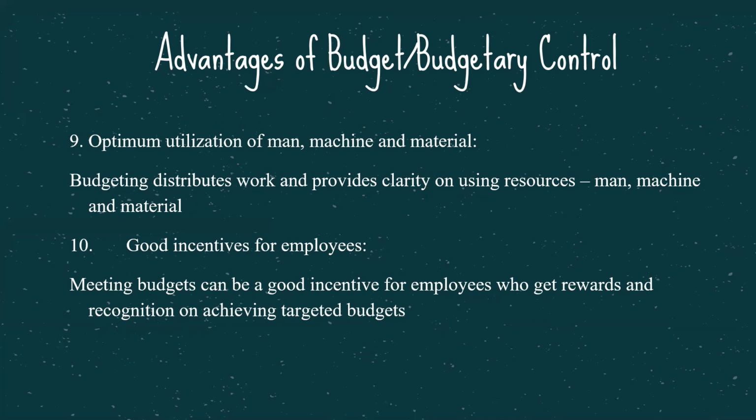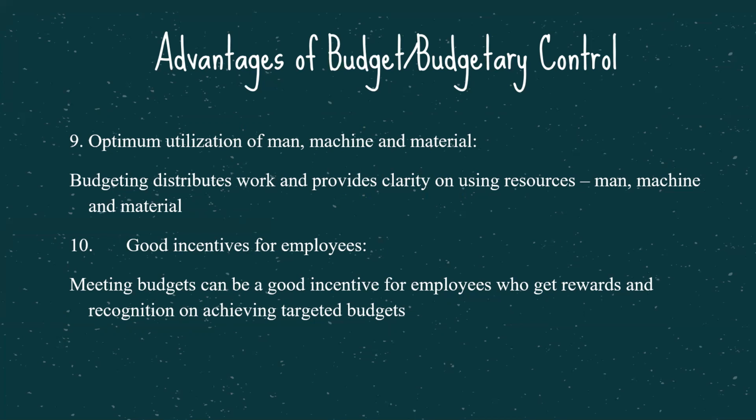And finally, we have good incentives for employees. So what happens is budgets, when you meet them, there are of course the satisfaction or the motivation that you get, but that's intangible, but also tangible, because all your performances are linked to these budgets. Your KRA, key result area, every employee has a KRA on which he or she is appraised. If that is achieved, then you do well, you are in for bonus or incentives. So these also in turn are great for motivation. So it's a good incentive for employees to get rewards and recognition for achieving targets.